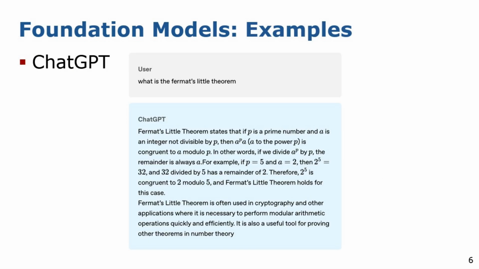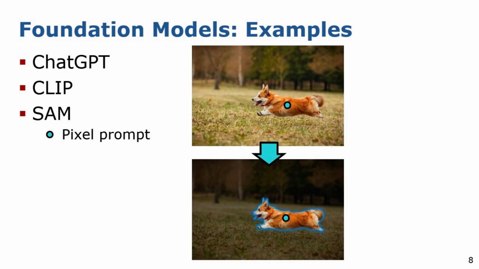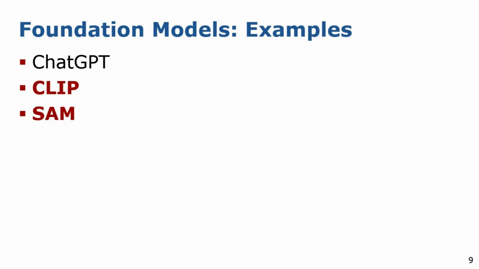An example of a foundation model is ChatGPT that takes in as an input text and outputs text. It acts as a chatbot. Another foundation model is CLIP that maps text and images into the same high-dimensional feature space. There is also SAM, or Segment Anything model, that takes in as input an RGB image and a pixel prompt that locates the target object. SAM then outputs the segment of the targeted object. Now we would like to see how we can use CLIP and SAM to perform crop weed semantic segmentation.